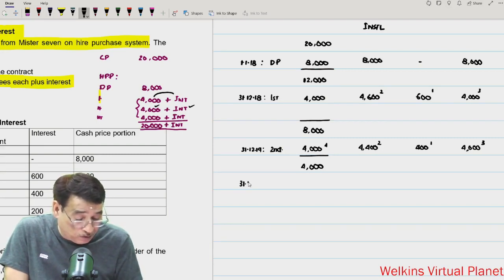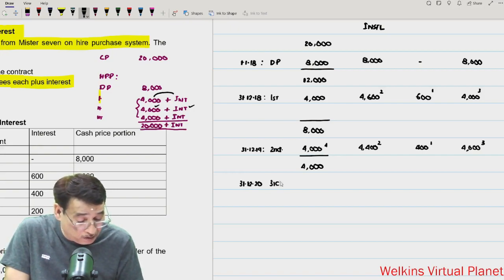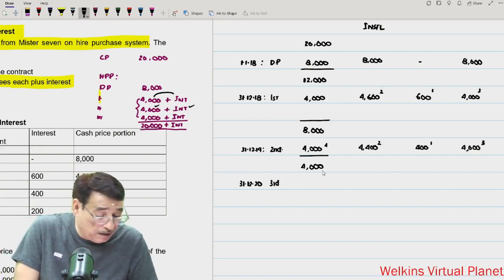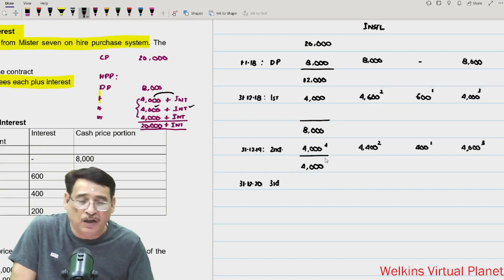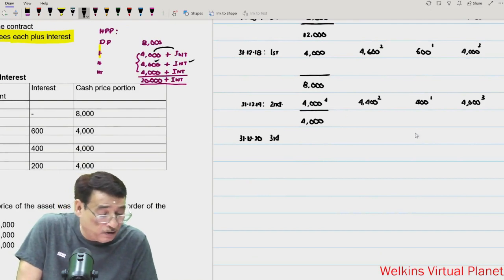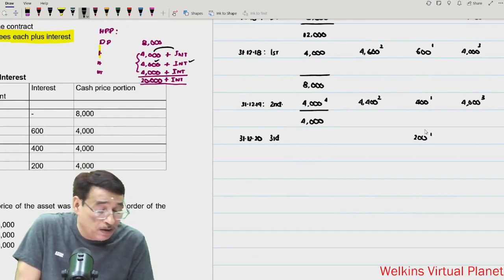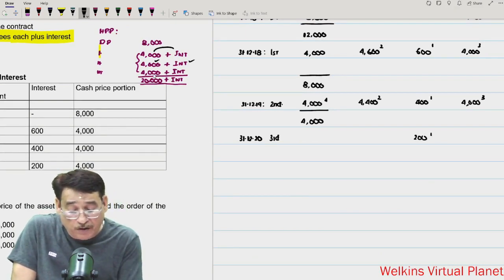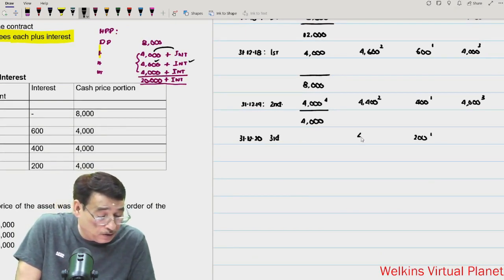31st of 12, 2020. Third installment. Again, I will compute the interest. Remember one thing in this method, that is in the pure installment case, in the final year also you will have to compute the interest. Then your installment will be 4,000 plus interest, 4,200.